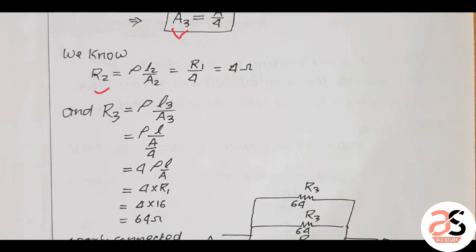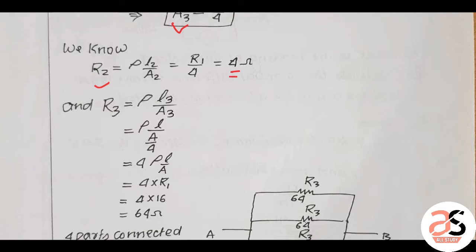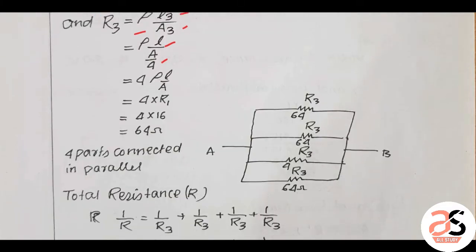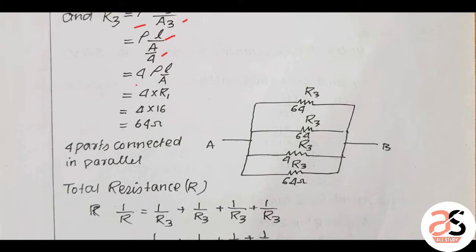So this is R2. R2 equal to rho L2 by A2, so this is R1 by 4. R2 equal to R1 by 4, so 4 ohm. This is R3. R3 is rho L3 by A3. So L3 is L and area 3 is A by 4. Now this is 4 times rho L by A, so this is 4 times R1. 4 into 16 is 64.